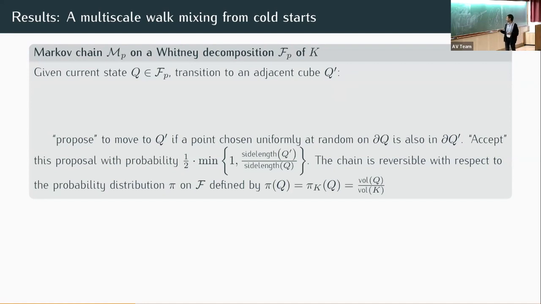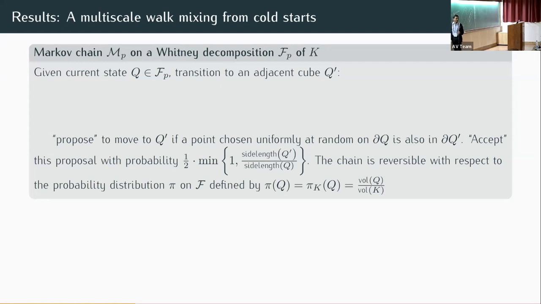Because you want the stationary probability of this cube to be 1 over 2 to the power of the dimension times the stationary probability of this one. The side length is half. So there's no sampling in the volume. There's a cube, and I want to move to another cube.